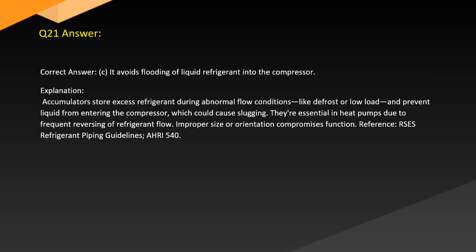Answer. Correct answer: C. It avoids flooding of liquid refrigerant into the compressor. Explanation: accumulators store excess refrigerant during abnormal flow conditions, like defrost or low load, and prevent liquid from entering the compressor, which could cause slugging. They're essential in heat pumps due to frequent reversing of refrigerant flow. Improper size or orientation compromises function. Reference: refrigerant piping guidelines.